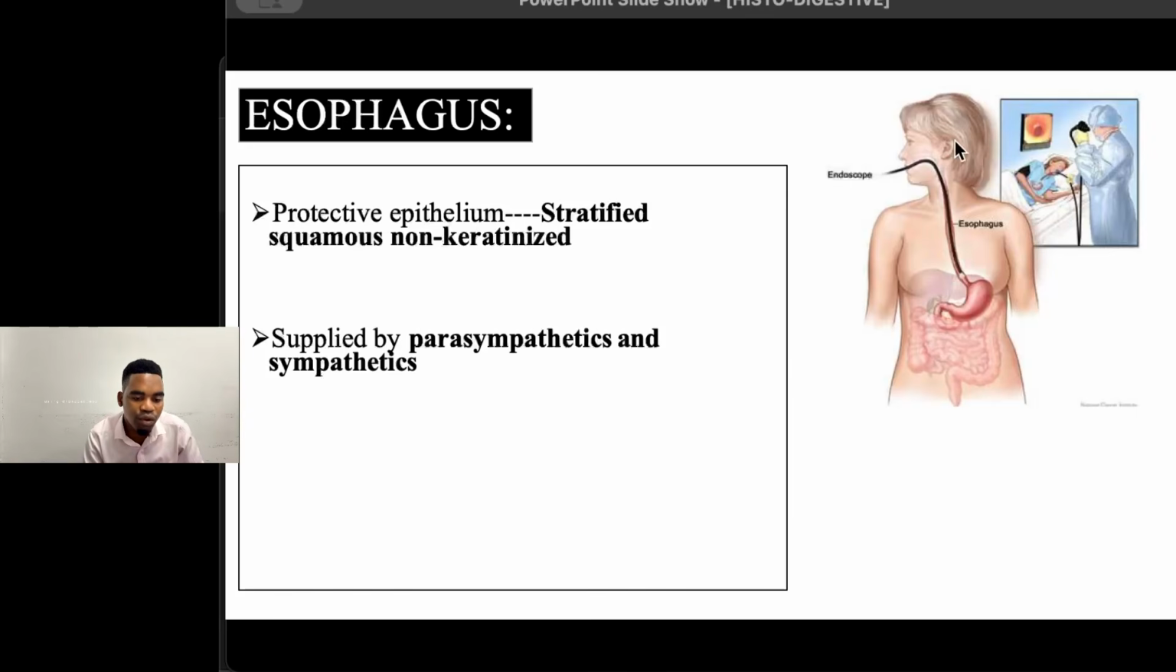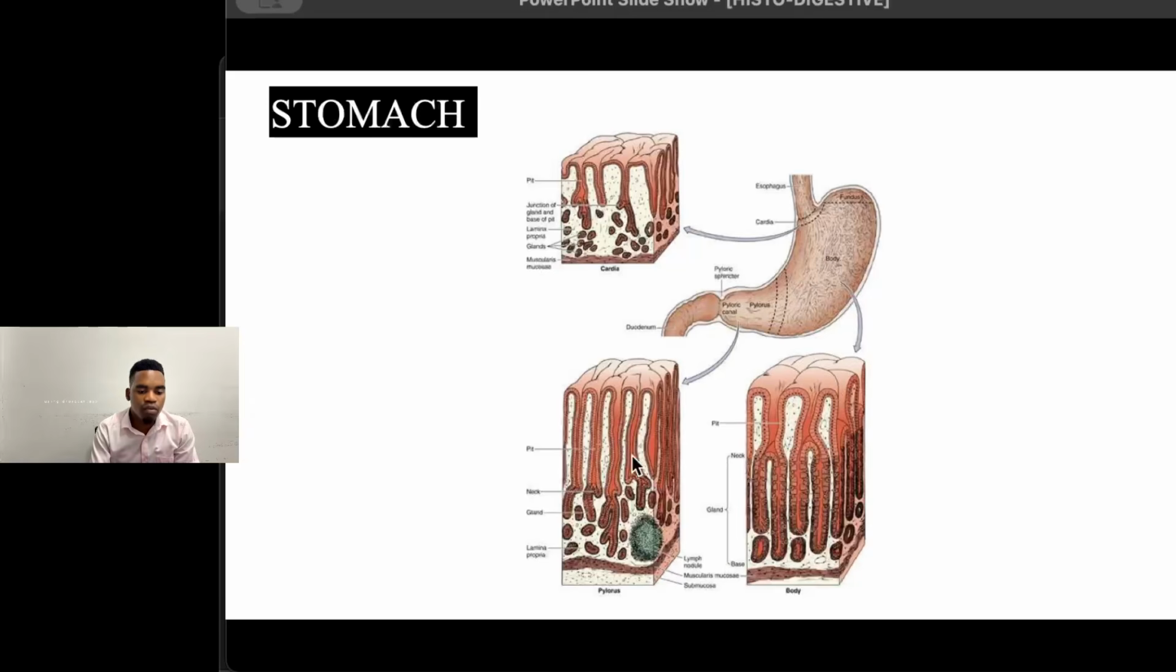Let me take you back to the oral cavity. Within the oral cavity, we also have non-keratinized stratified squamous epithelium, also going to the esophageal mucosa, which is also lined by non-keratinized stratified squamous epithelium. But the lower part of the esophagus is actually the transition. Next, you're going to the stomach, and the stomach is lined by simple columnar epithelium.